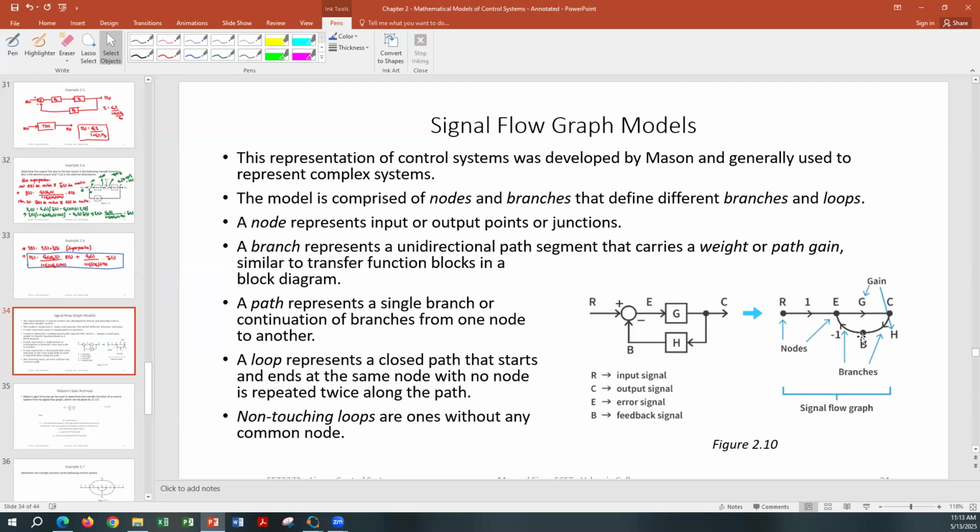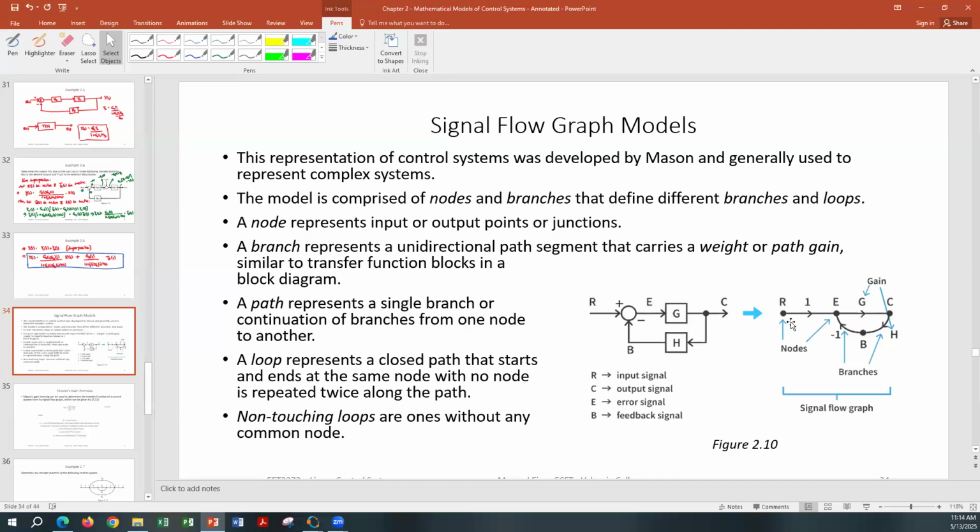So when you're converting a block diagram into a signal flow graph, as you can see in this figure 2.10, anytime you have a signal, that can be represented as a node in the signal flow graph. So you have a signal R, you have a signal E, you have a signal C, you have a signal B. All of these are represented as different nodes. And the gain of each block becomes the weight of each branch. So you have a gain of 1 because there is no gain, so that's just represented by 1.